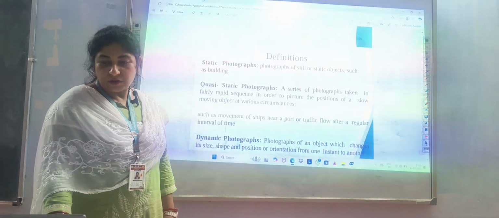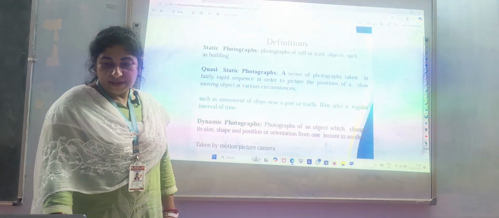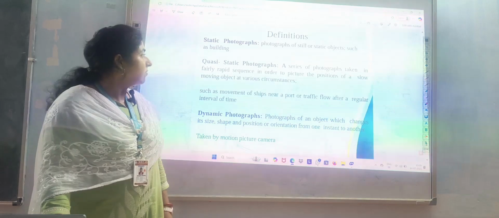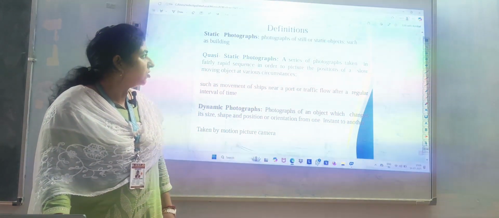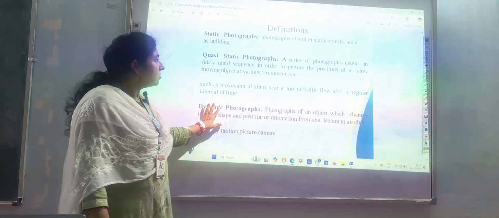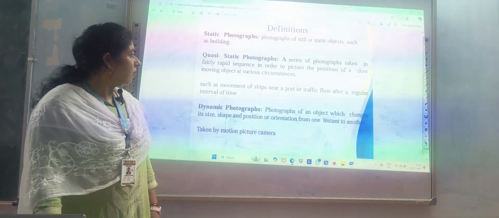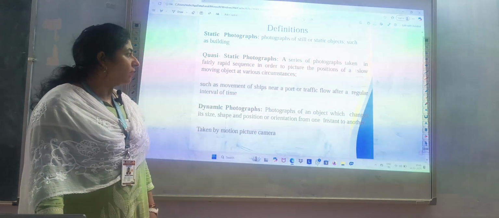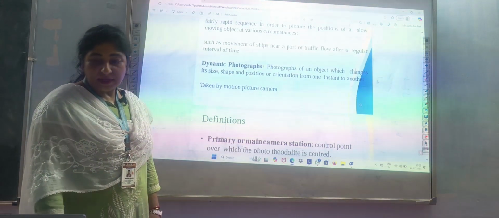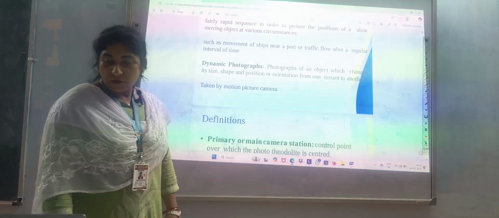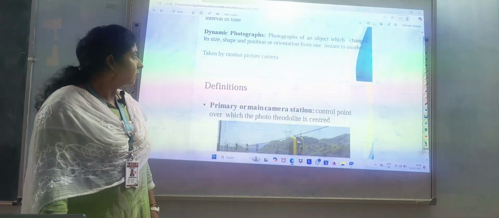Definitions. Static photographs: photographs of still and static objects such as buildings. Quasi-static photographs: a series of photographs taken in fairly rapid sequence in order to picture the position of a slow moving object at various circumstances, such as movement of ships near a port or traffic flow after a regular interval of time. Dynamic photographs. What is the meaning of dynamic photographs? Photographs of an object which changes its size, shape and position.